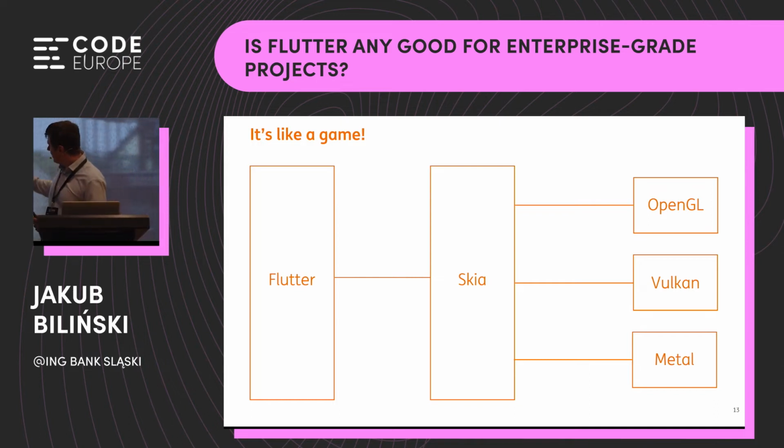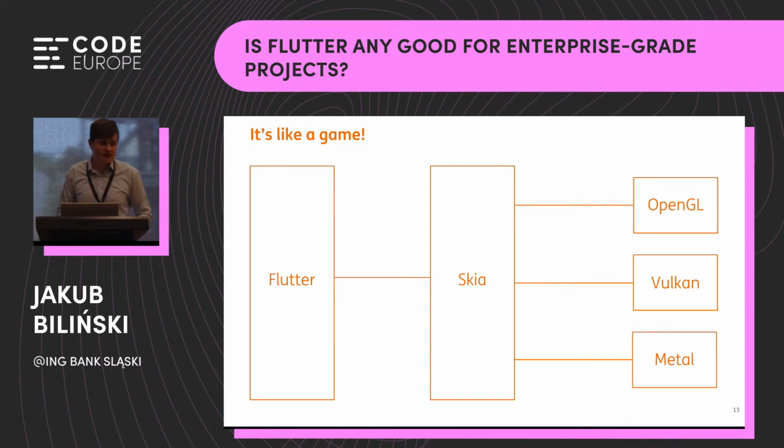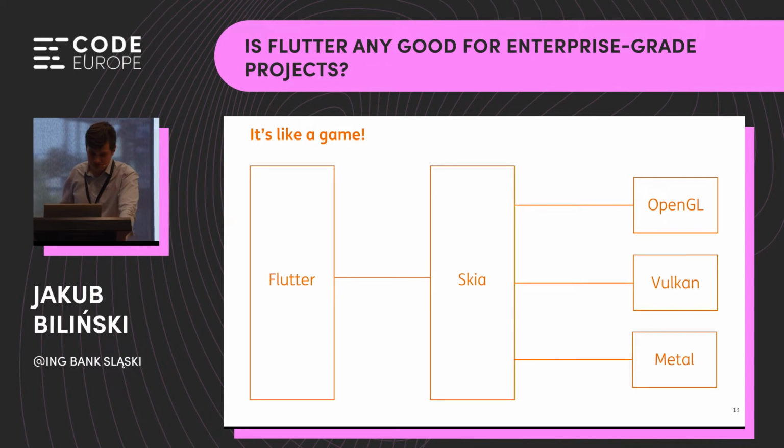And Skia has got a lot of backends, as you can see: OpenGL, Vulkan, and Metal. It's for mobile platforms, but Skia also has other backends, like WebGL, and that's why Flutter applications can be rendered in web browsers too.